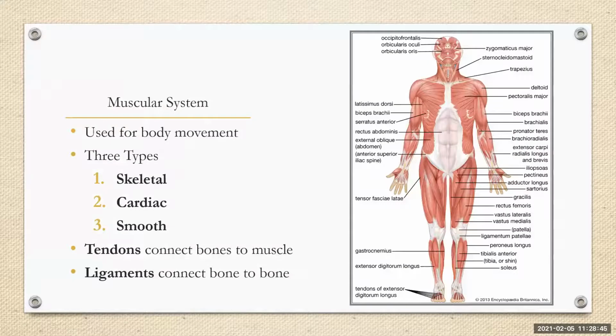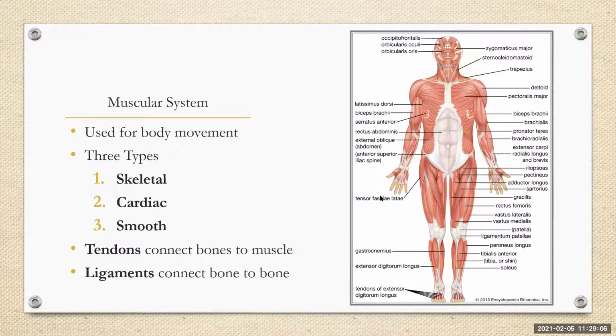Okay, moving on, we now have the muscular system. The muscular system is used for body movement. The three main types you find in the body are skeletal, which is used to move your bones, cardiac, which is used for your heart, and smooth. Smooth muscle is found within the stomach and the colon, and it does something called peristalsis, which is the movement of food throughout the intestines.